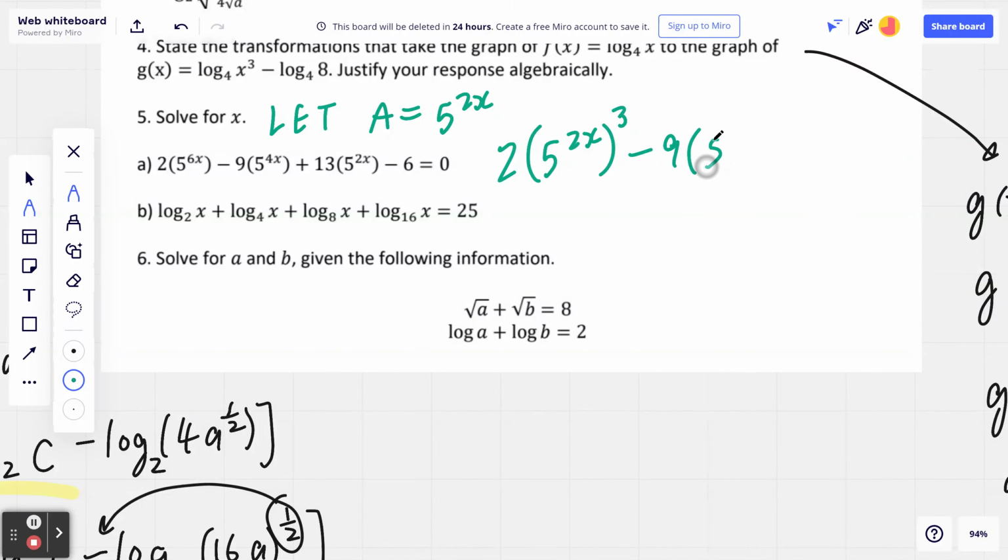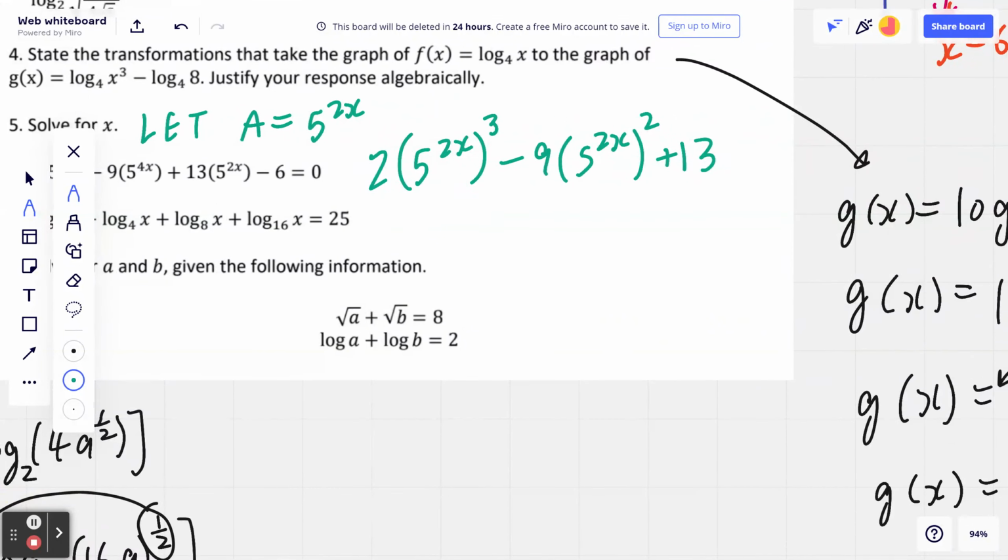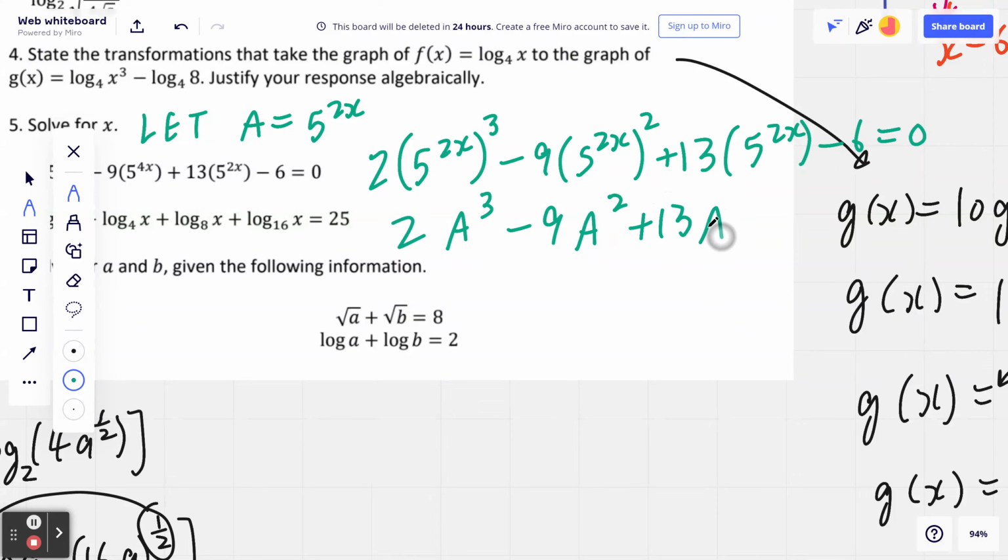Same thing here, 5 to the power of 4x is 5 to the 2x squared. Again, 2x times 2 will give you 4x back. Again, 5 to the power of 2x, I can copy as is. And of course, I can copy everything else. Now, since I'm saying a is equal to 5 to the power of 2x, this is a lot simpler by rewriting it as 2a cubed minus 9a squared plus 13a minus 6 equals 0.